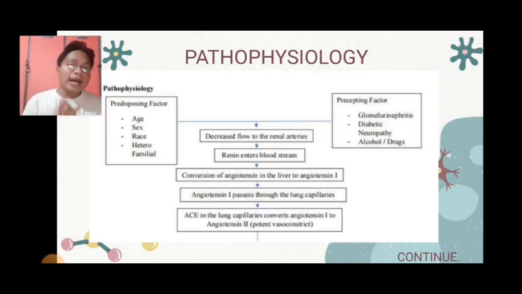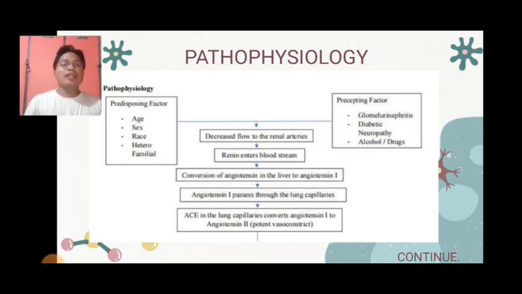So of course, as we know, the pathophysiology has two types of factors, which are the predisposing and precipitating factors. The predisposing factors include age, sex, race, and heterofamilial. Heterofamilial can be acquired through our family generations, like, for example, a genetic mutation that you can get from your parents in the first generation, second generation, and third generation, even from your great grandparents.